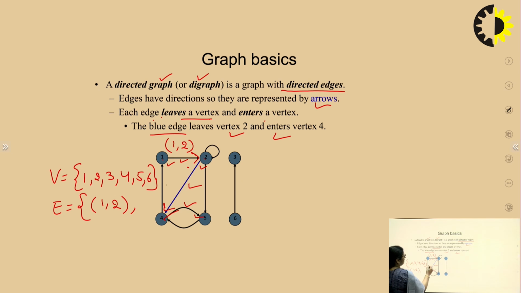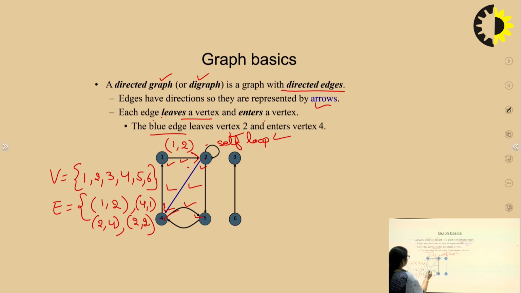This is the second edge, it is 4 to 1. Another edge, 2, 4. Another edge, 2 to 2. This is called a self loop. The edge is entering the same vertex it is leaving. This is called a self loop. So it is 2 to 2.